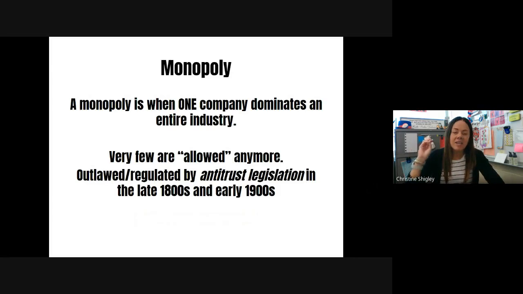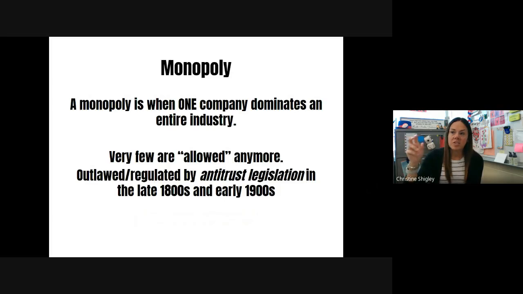Monopolies are heavily, heavily, heavily regulated by the federal government. Monopolies as an idea were outlawed, or at least began to be regulated, by what's called antitrust legislation. The Sherman Antitrust Act and several others, although Sherman Antitrust is a big one, and the Clayton Act is another one, really said, okay, this is ridiculous. We're not allowing for competition.